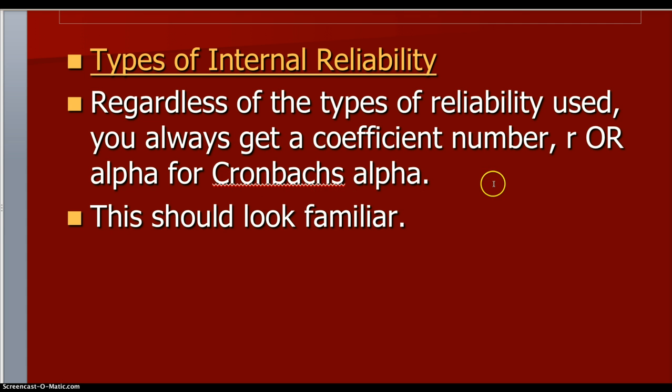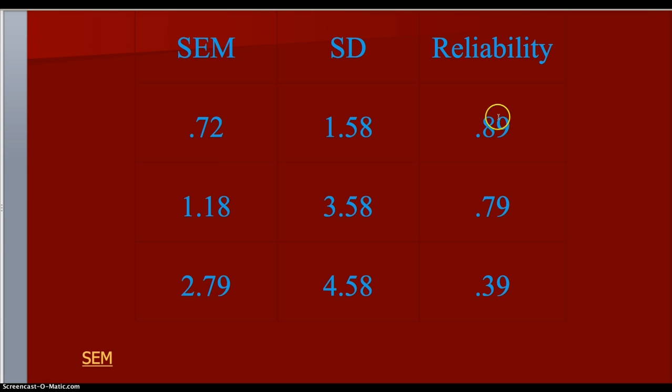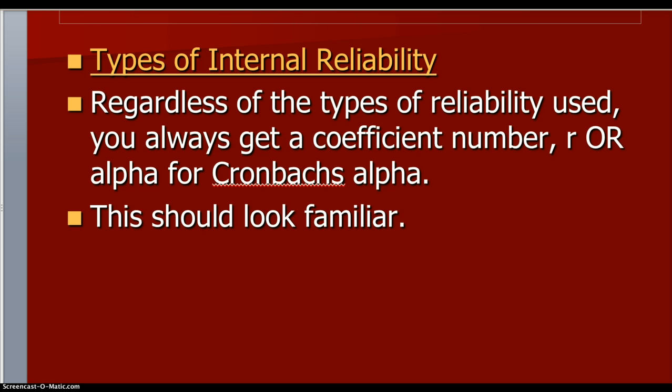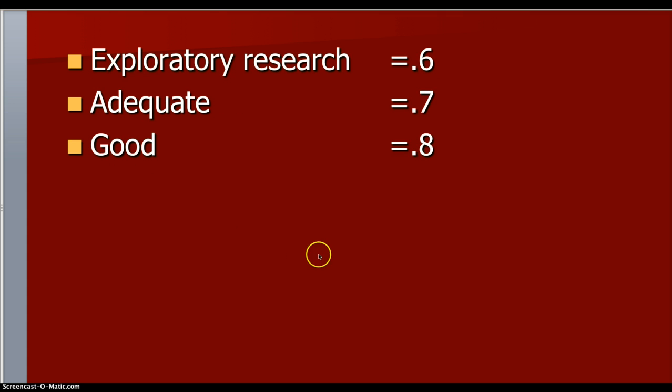Regardless of the types of reliability used, you always get a coefficient number, this R, and that's what we're talking about here. These are reliability coefficients. But very often people will ask, well, how good is good? At a minimum, if it's brand new exploratory research, the reliability should be at least a 0.6. Adequate is considered a 0.7. Good is considered a 0.8. Anything higher than 0.8 is fine. So it really depends on the kind of study they are doing, but at a minimum it needs to be this if it's the first time they've ever done it. Anything less than that is just not reliable enough.